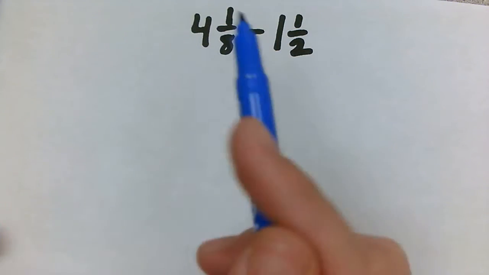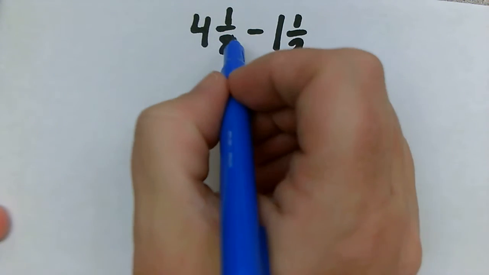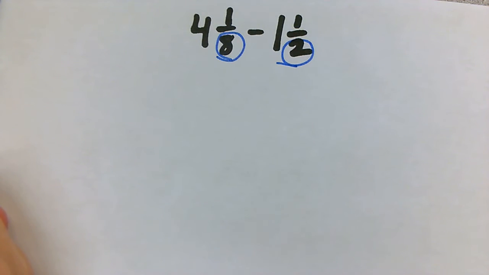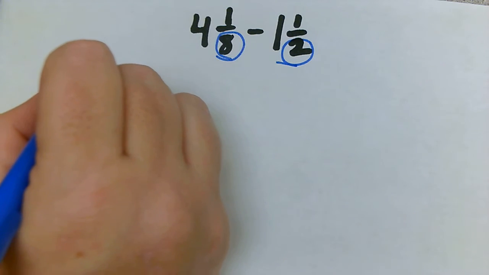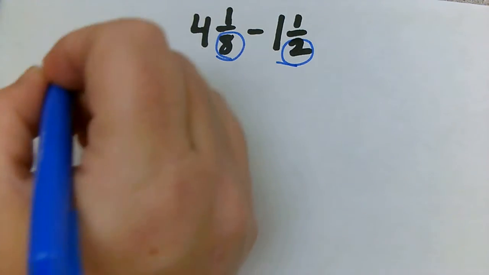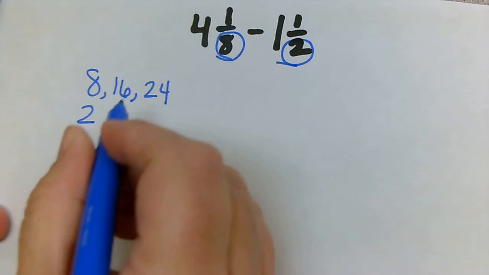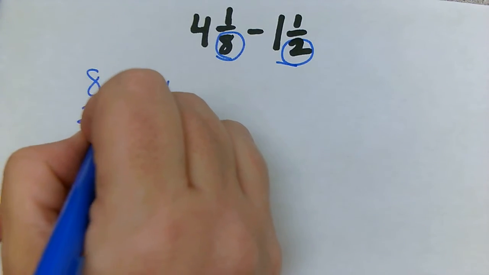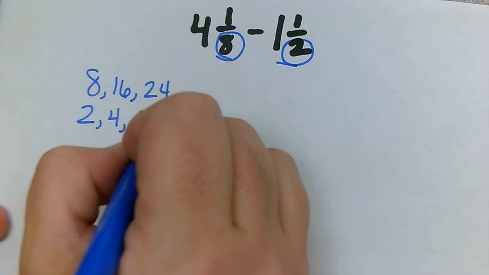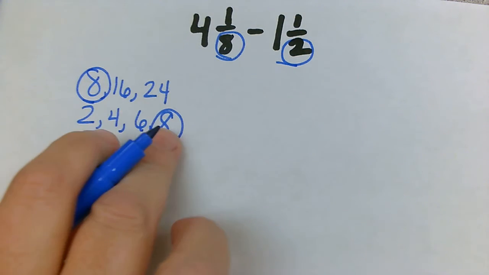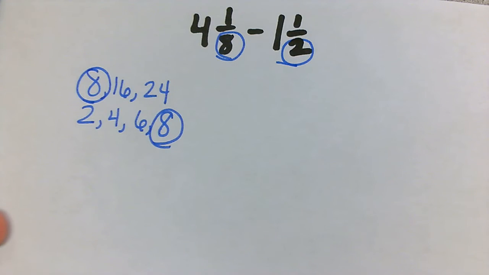All right, subtracting with mixed numbers. Again, I'm going to start with this first step. The first step is what? I'm going to look and say, well, my denominators do not match, so I need to do my multiples. Multiples of 8 and 2. So I'm going to go 8, 16, 24, and then I go to the next number. 2, 4, 6, 8. Ooh, there's my number that they have in common. I'm going to circle it. So this is going to be my least common denominator.